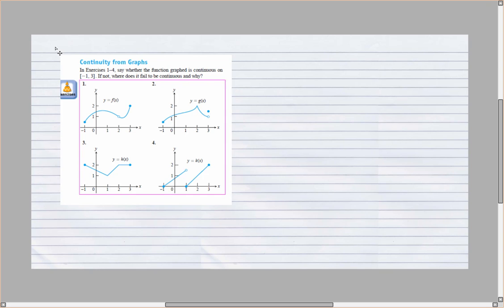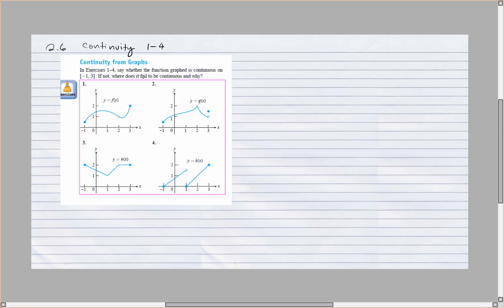This is Math 112, section 2.6. We're talking about continuity. We'll be doing numbers 1 through 4.